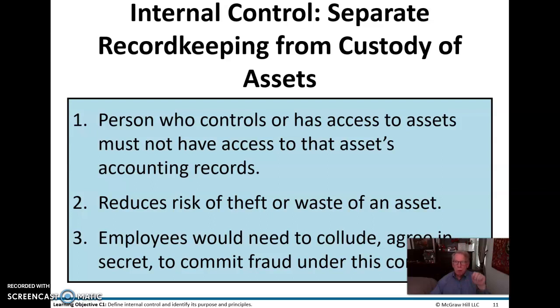So from the standpoint of record keeping of assets, a person who controls or has access to the assets must not have access to that asset's accounting records. Pretty easy. So it reduces the risk of theft or waste of that asset. And to be a thief, you would need to collude with some other employees and agree in secret to commit fraud under this control. So that generally is enough to dissuade most employees from taking that risk on.